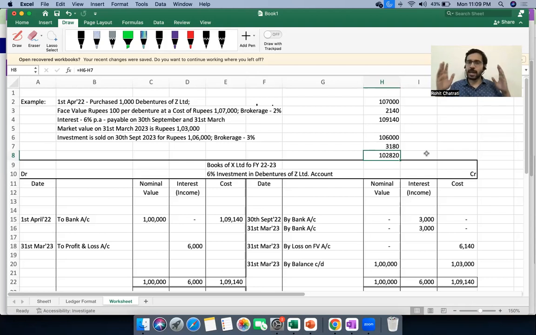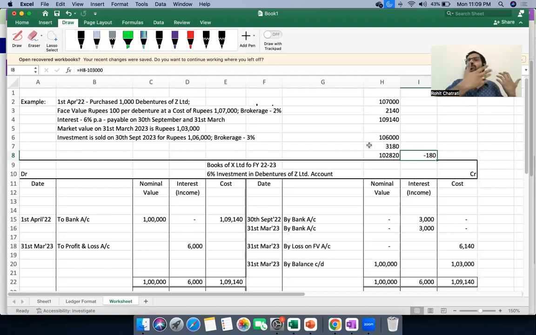If you think of it, in my books, the value of the investment on September 2023 is 1,03,000. I am selling it for 102,820. The net sales proceeds are 102,820. The book value is 1,03,000. Therefore, my loss on sale of investment will be 103 minus 102.82, which is equal to 180 rupees. Sales proceeds on net basis is 102,820, therefore I've got a loss on sale of investment.